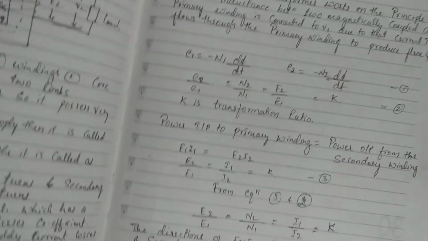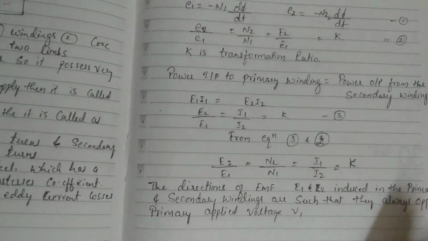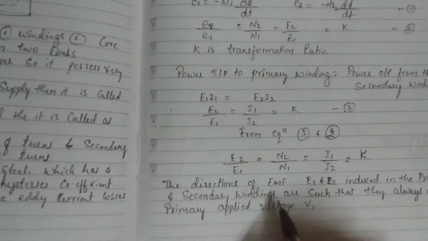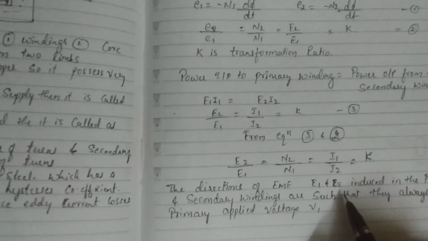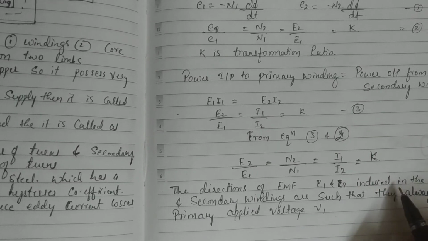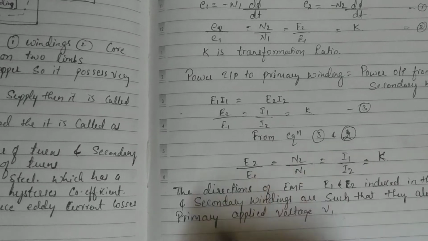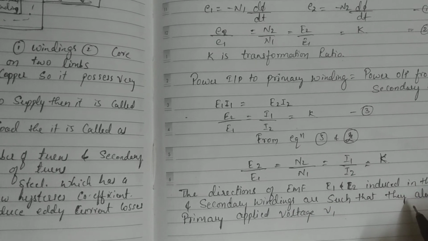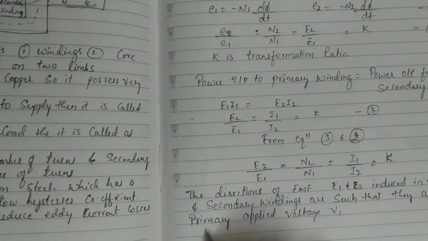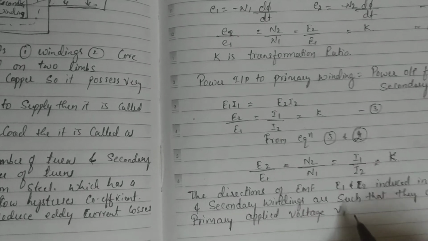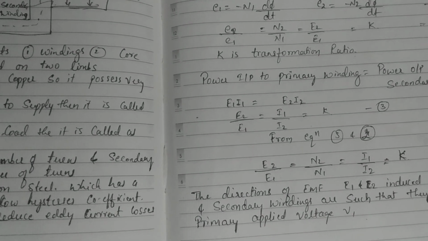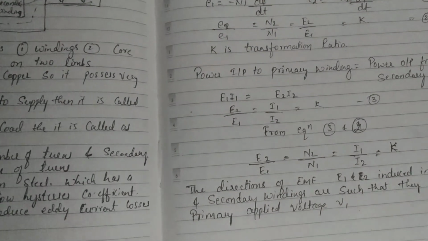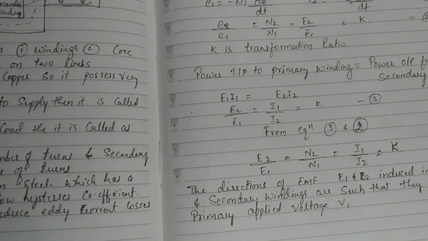So these equations say that the directions of the EMFs E1 and E2 induced in the primary and the secondary windings are such that they always oppose the primary applied voltage V1. So this is all about the working principle of the transformer.